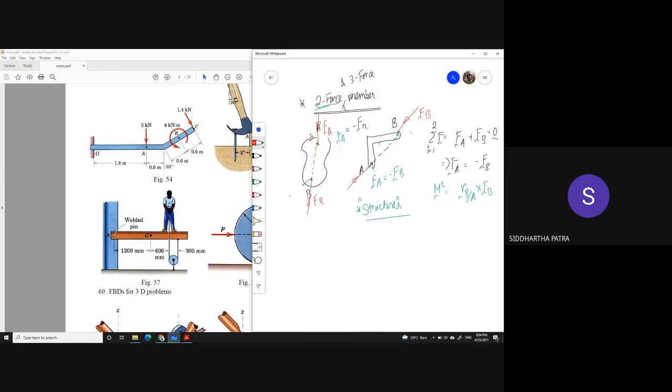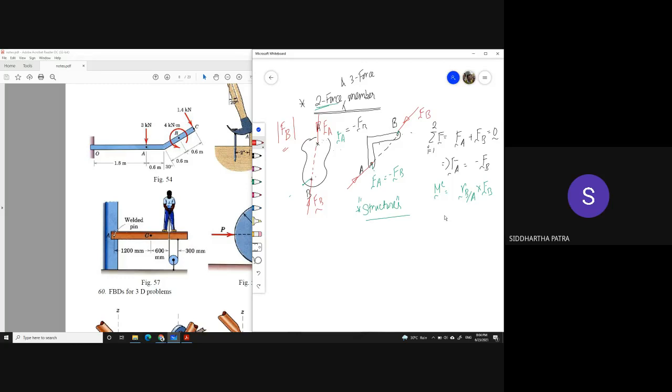So for this rigid body right here, using all the 3 equations of equilibrium, we have identified the direction of the 2 forces that are there at B and A, and the fact that the 2 forces are equal in magnitude and opposite in direction. So the only thing that is left is the magnitude of FB. So you only have to determine this one unknown, only one unknown.